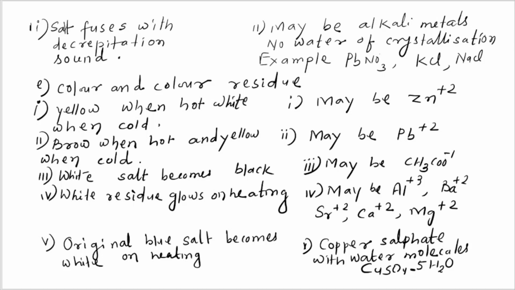And from here, this is the second part, you can observe what the radical may be. Maybe alkali metal. What is alkali metal? The first group is called alkali metals. Here potassium, sodium, like this, with no water of crystallization, meaning no drop of water is coming inside the test tube. Examples: lead nitrate, KCl and NaCl. The lead nitrate, lead Pb plus 2, that is very important as a basic radical here.